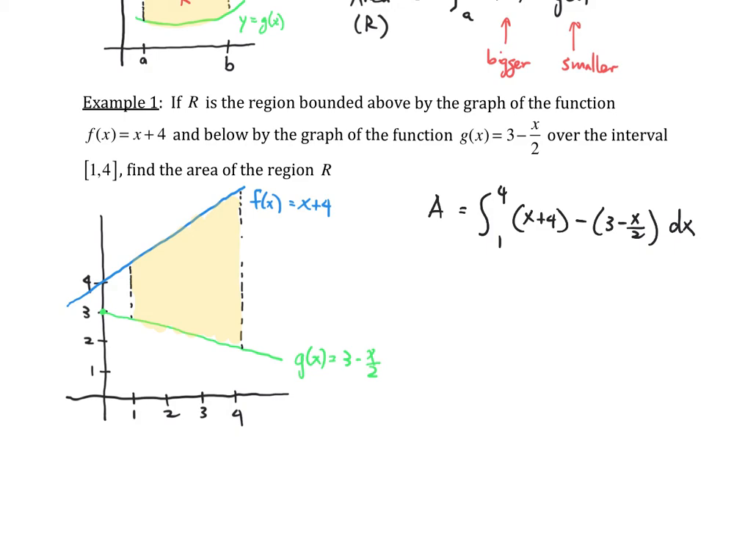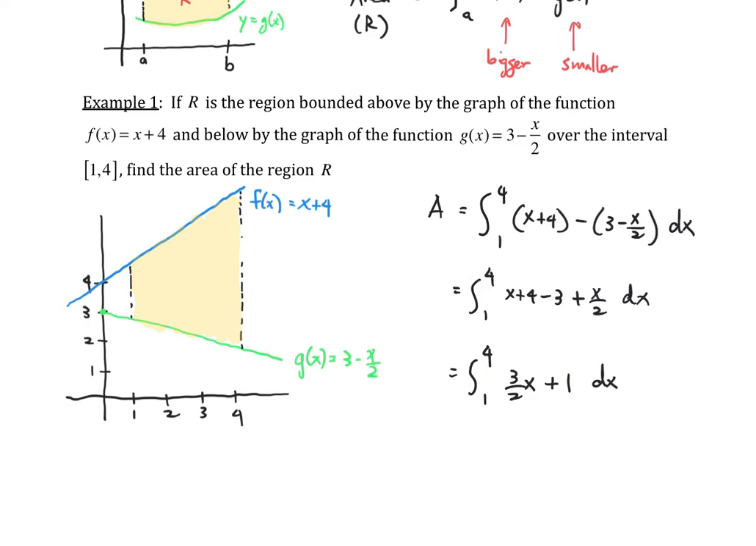Great. So what I'm going to do now is evaluate this integral. I think the first thing I should do is distribute the negative. So this will be the integral from 1 to 4 of x plus 4 minus (3 minus x over 2) dx. And then I'm going to combine like terms. When I combine like terms, I get the integral from 1 to 4 of 3 halves x plus 1 dx, where the x terms combined to give me 3 halves x, and the constant terms combined to give me plus 1.